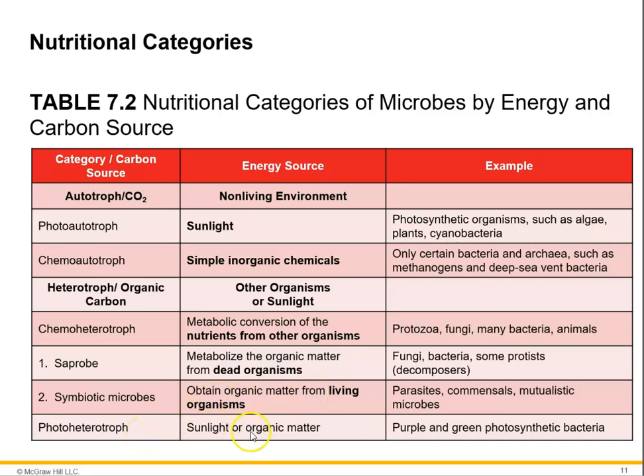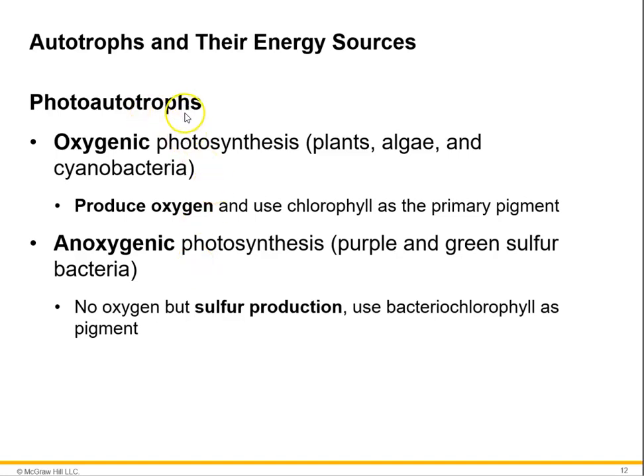Photoheterotrophs, don't worry too much about that. This is going to be your purple and green photosynthetic bacteria. Photoautotrophs, we can talk about them being oxygenic or anoxygenic. All this is saying is, do they produce oxygen? We usually think of photoautotrophs as being oxygenic, right? So they take CO2 and then they release oxygen. However, there is anoxygenic photosynthesis. You'll see this with purple and green sulfur bacteria, where they produce sulfur instead of oxygen.